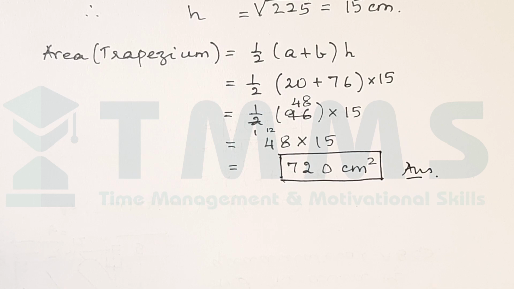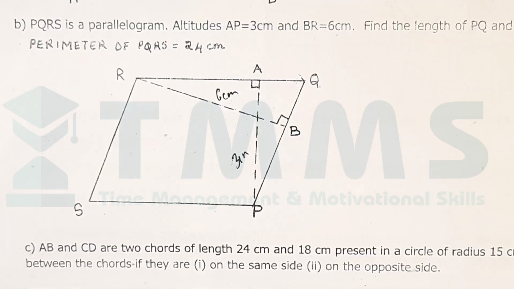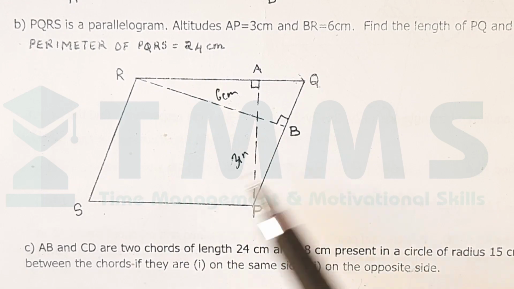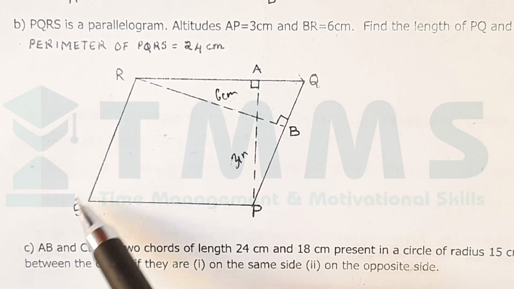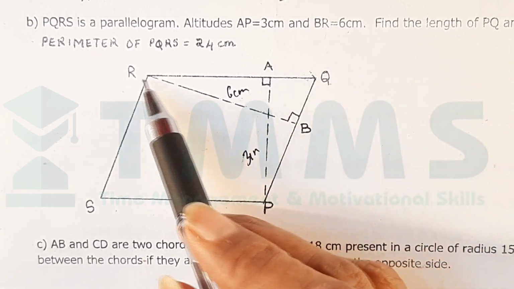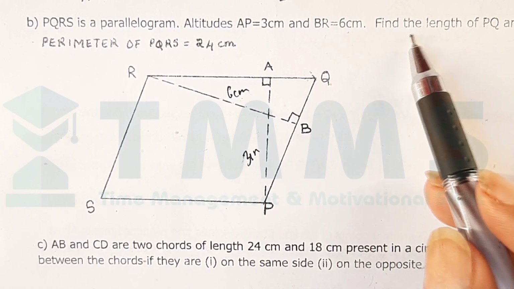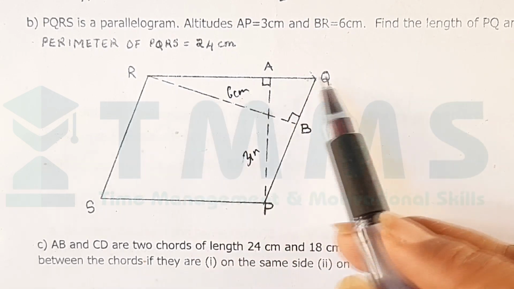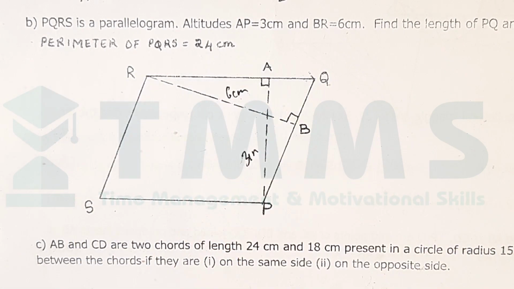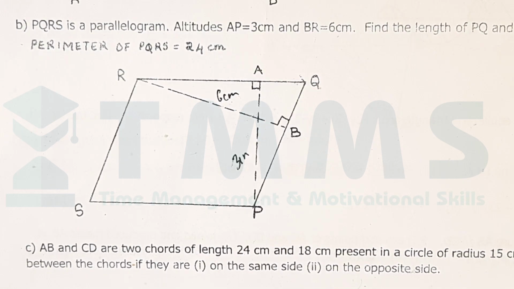Are we understanding how to go about this? Now let us come to another question from a paper. PQRS is a parallelogram. Can you see this? PQRS, a parallelogram. Altitudes AP and BR, they are given. Find the lengths of PQ, that is this, and QR, and perimeter of PQRS is given as 24 centimeter. So let us draw this diagram on the paper and let's see how we can solve it.